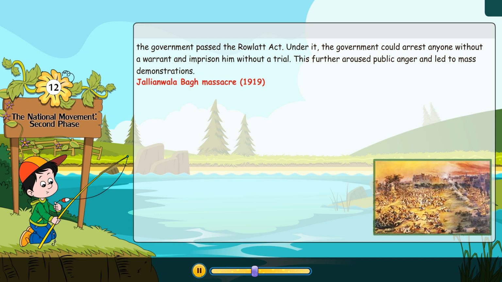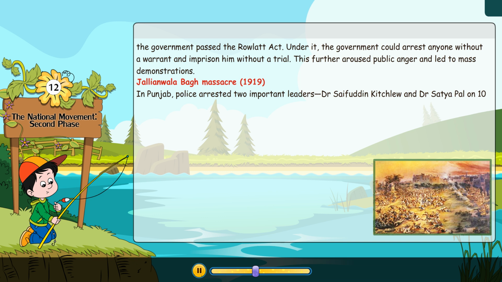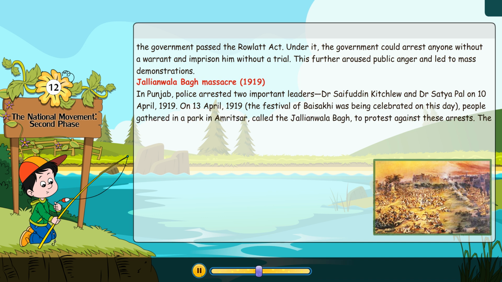Jallianwala Bagh Massacre, 1919. In Punjab, police arrested two important leaders, Dr. Saifuddin Kitchlew and Dr. Satya Pal, on 10th April 1919. On 13th April 1919, the festival of Baisakhi was being celebrated on this day. People gathered in a park in Amritsar called the Jallianwala Bagh to protest against these arrests. The peaceful gathering was attended by men, women and children.